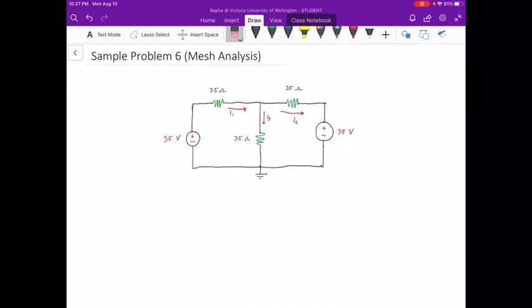So this will be a sample problem for mesh analysis. As you can see in the diagram, the branch currents have already been identified. We have values for resistances as well as voltages, and what we're going to do first is identify the mesh currents. We have this one as mesh number 1, and its mesh current will be represented by I1, small letter i, and for mesh 2 we have mesh current I2. So there we have it.